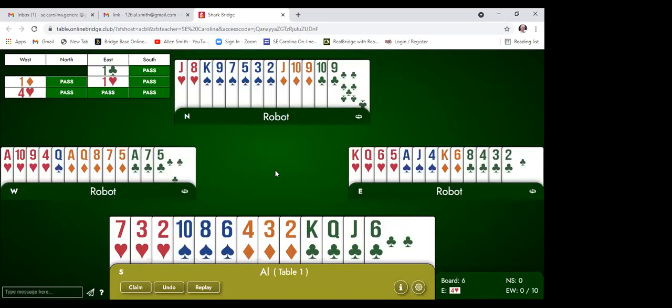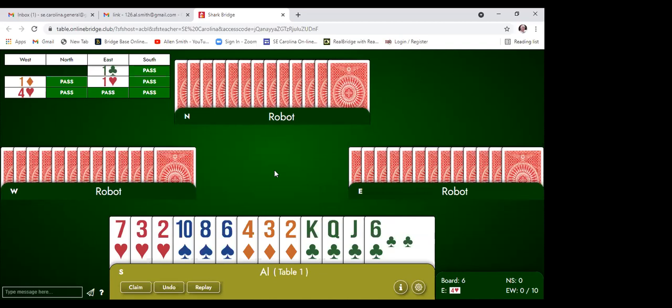Okay, defense is key to being a good bridge player. So let's look at hand number 6. Okay, and again, remember, this is the decision process: what type of lead do we want to make?